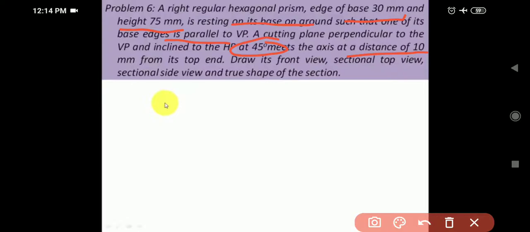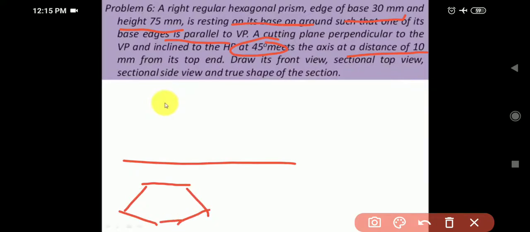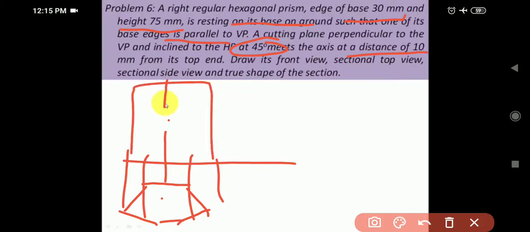Based on these conditions, you just draw a rough diagram here. So this is the axis line, and one of the edges is given parallel. So you first draw the parallel line and then complete the hexagonal shape by using the required lengths and angles, and then draw the axis line, and then project all the points, and this is the front view of your hexagonal prism.